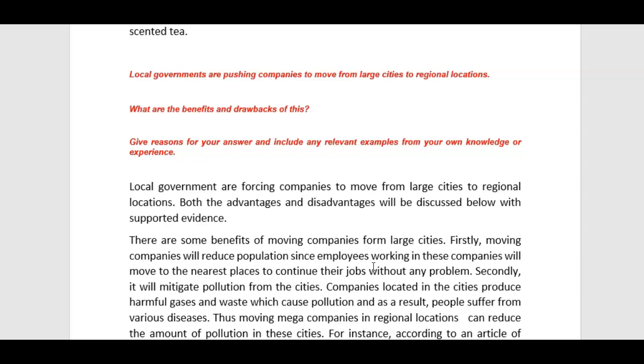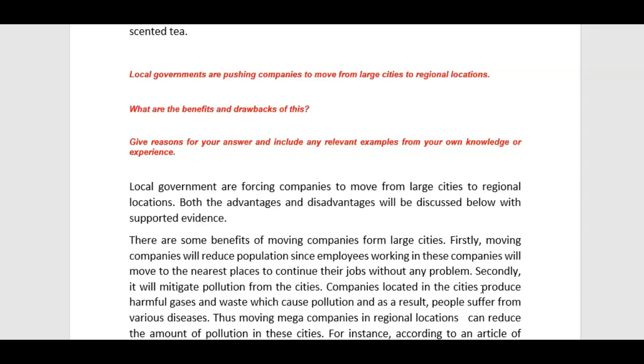Secondly, it will mitigate pollution from the cities. Companies located in the cities, again, cities, avoid this. There are ways of using cohesion to prevent this kind of situation. Let's see how you could have done it. Secondly, it will mitigate pollution from cities. Companies located in metropolises or in metropolitan areas. So that's one way, using a synonym.